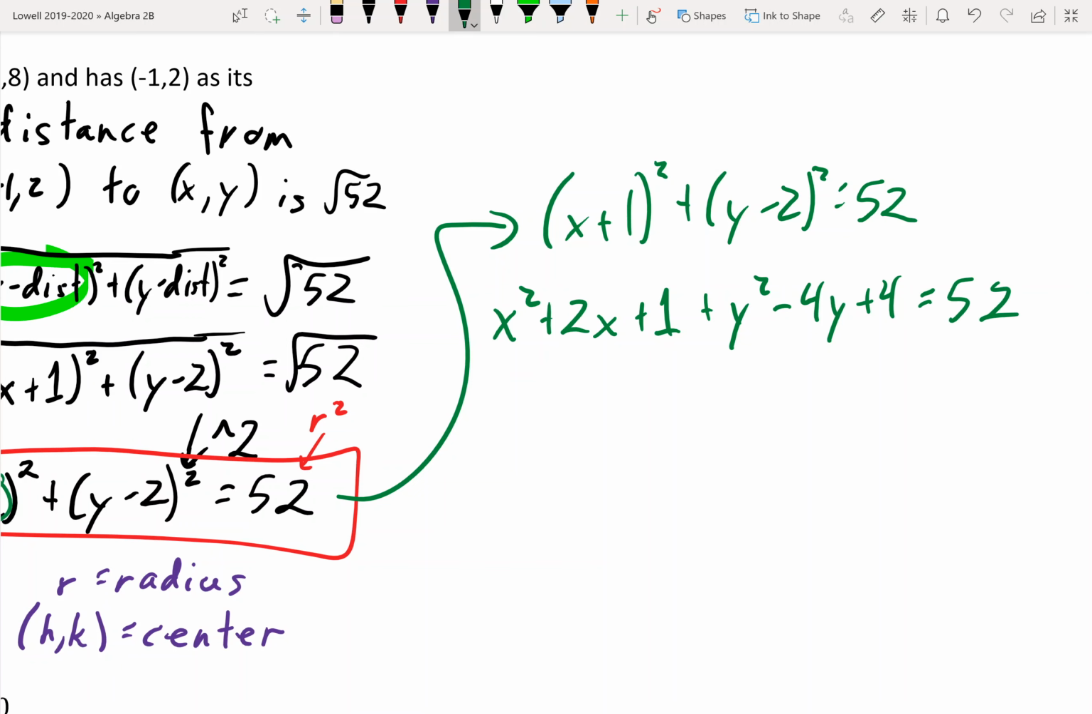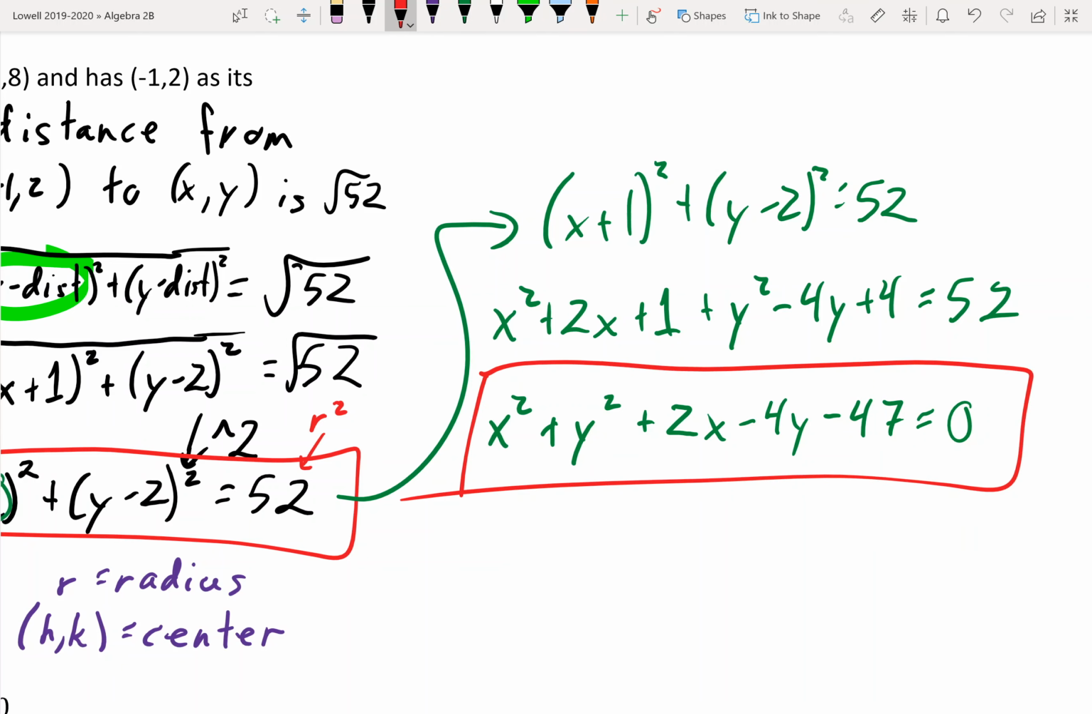If I want to move everything to the left side, I'll have x squared, and I could rearrange it in descending degree if I wanted to, plus y squared plus 2x minus 4y, 1 plus 4 would be 5, and if I subtract 52 from both sides, I'll have minus 47, I believe, equals 0. And so that, you can see, is the standard form of your conic section or your quadratic relation. And notice also here that there is no xy term, like I said before. So if you want to write it in, the xy term is actually plus 0xy.